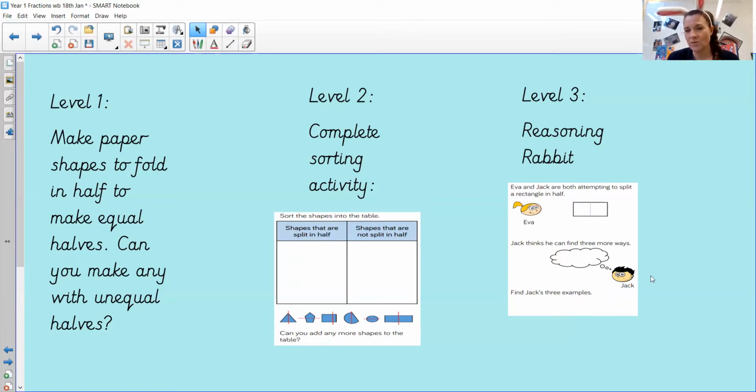Grown-ups, I will send you the answers to this one as well, but they'll be a bit further down the page. So if you want to have a go at this one, the answers will be there too. Okay, so we'll have lots of fun today choosing your challenge.